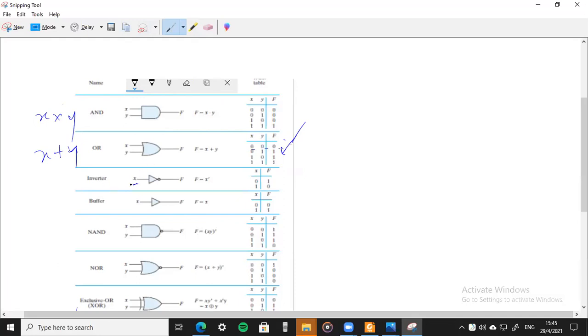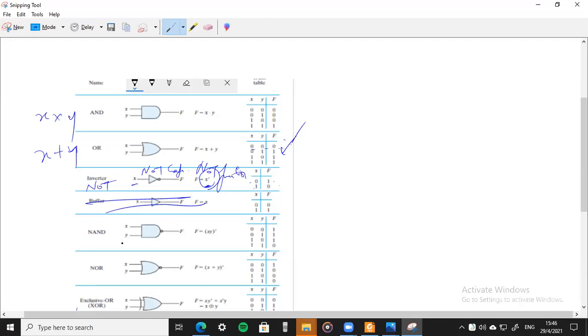When you have X, the other side you have X bar. This is another way of representing X bar, which is X naught. When you have 0, output 1, 1, output 0. Inverter is also known as the NOT gate, inverter or NOT gate. NOT operator, NOT gate, NOT function. Right, we have the buffer. We probably won't be using this one.